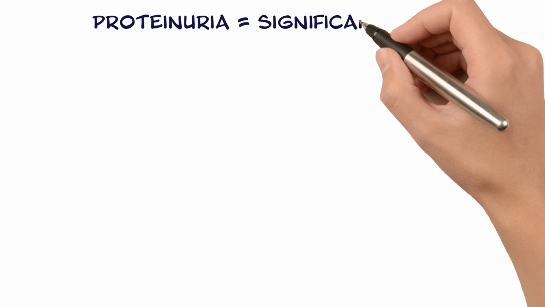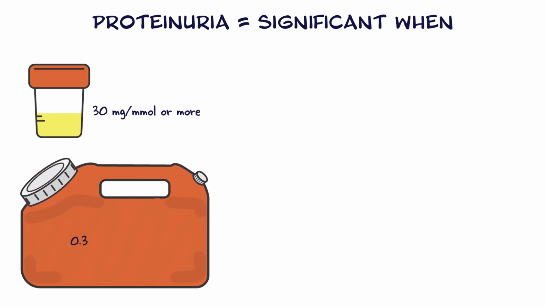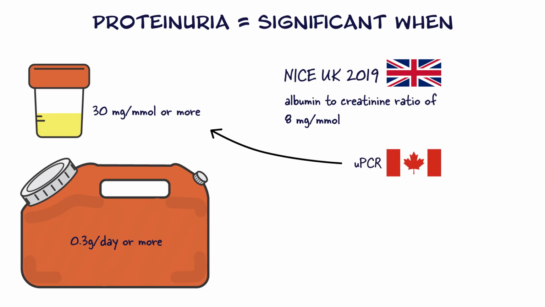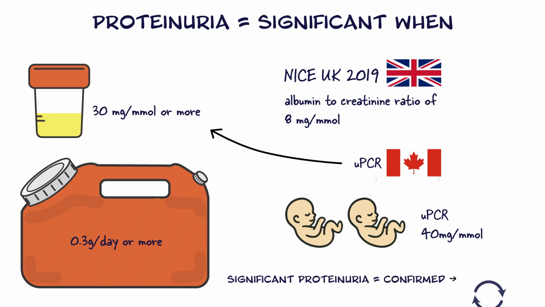Proteinuria is considered to be significant when the urine protein to creatinine ratio is 30 milligrams per millimole or more, or the 24-hour urine collection is 0.3 grams per day or more. The NICE UK 2019 guidelines have an albumin to creatinine ratio of 8 milligrams per millimole as a threshold, although we generally use urine PCR in Canada. In multiple gestations, urine PCR of 40 milligrams per millimole is needed. Once significant proteinuria is confirmed, repeating to reassess the level of proteinuria is not required.